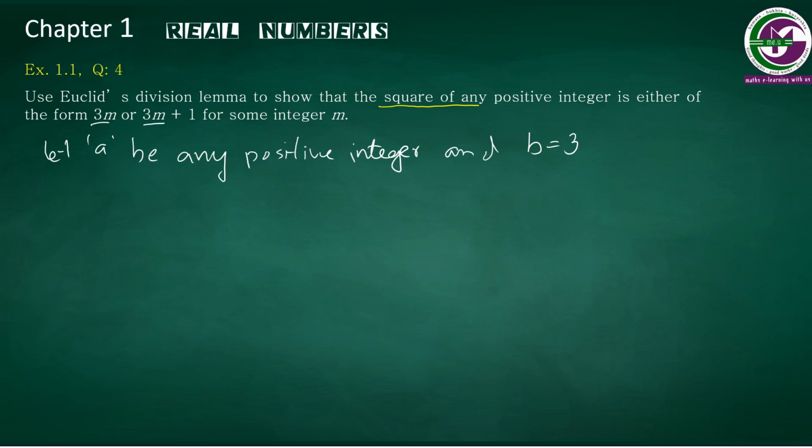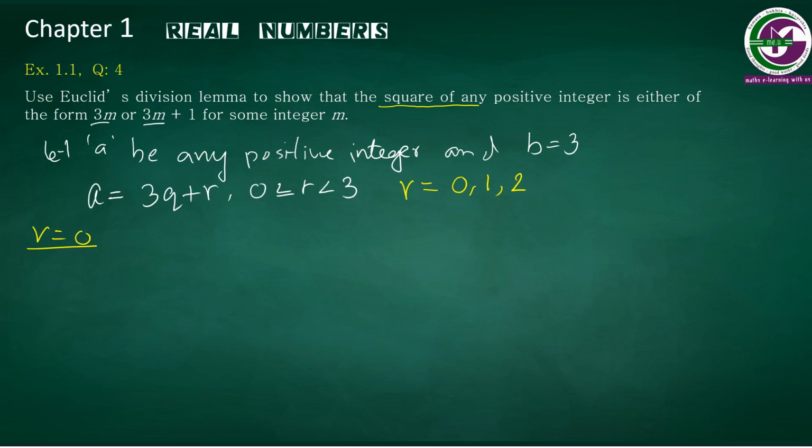Okay. Now using Euclid's division lemma, a can be written as a is equal to 3q plus r, where 0 less than or equal to r less than 3. So what are the values of r? So that means r is equal to 0, 1, 2. It cannot be 3. So these are the three values. Now we'll start with r equals 0.